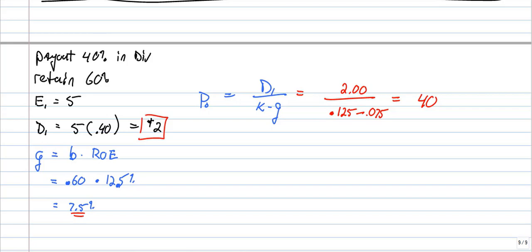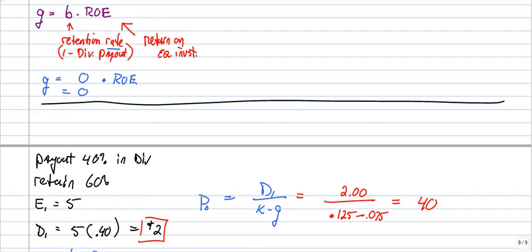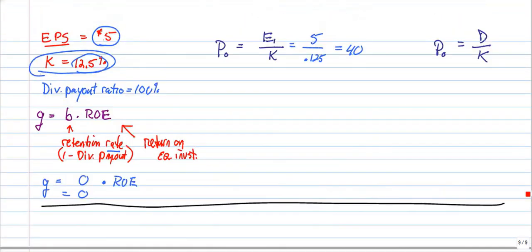Not what I was expecting, perhaps. Not what you were expecting. Why isn't it more? We're retaining money. We're reinvesting it. Well, the reason is, let's come back up here. This required rate of return of 12.5%, that's what investors believe that they can earn on their investments. That's why they require 12.5%.